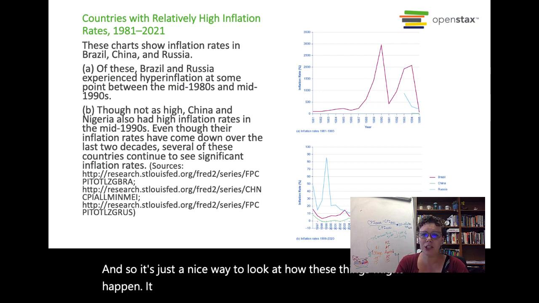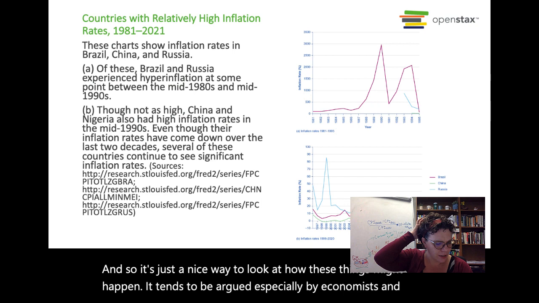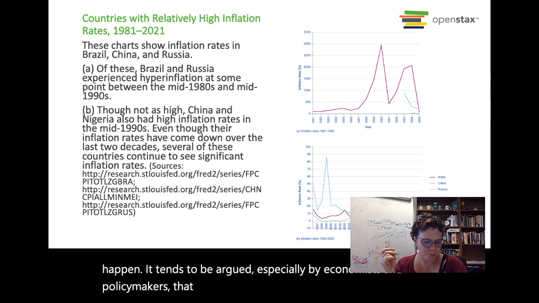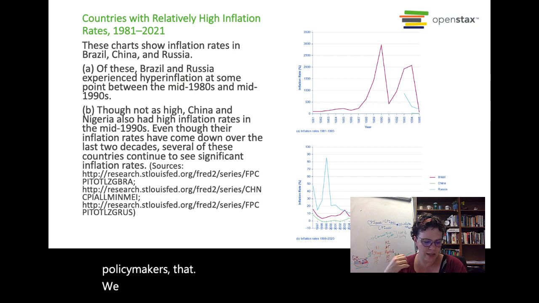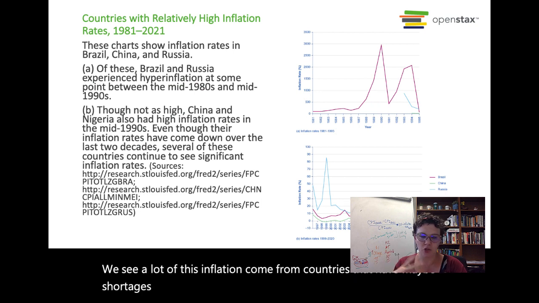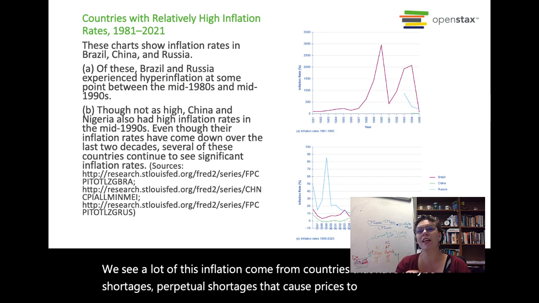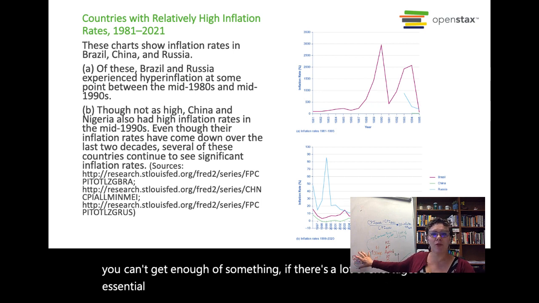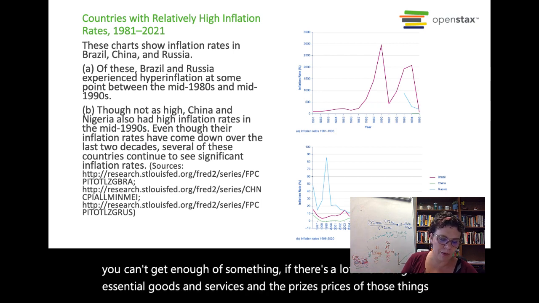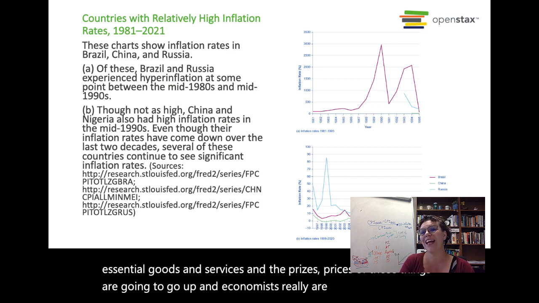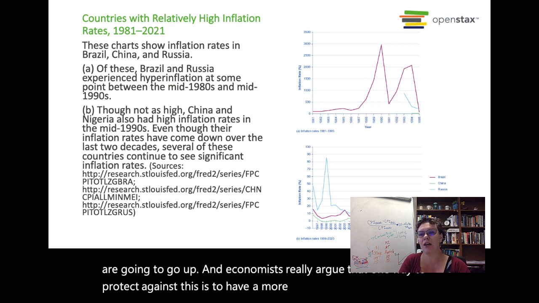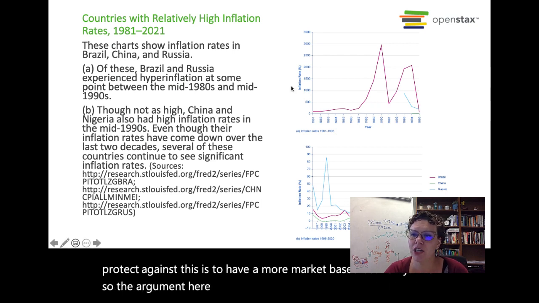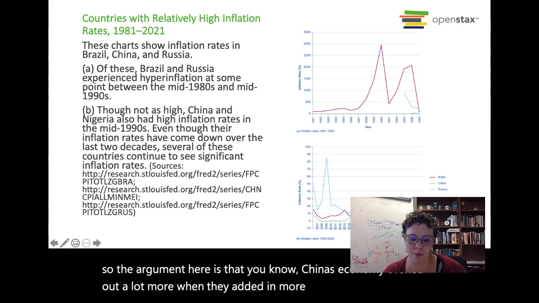It tends to be argued, especially by economists and policymakers, that we see a lot of this inflation come from countries that have maybe shortages, perpetual shortages that cause prices to rise, right? If you can't get enough of something, if there's a lot of shortages of essential goods and services, then the prices of those things are going to go up. And economists really argue that one way to protect against this is to have a more market-based economy. And so the argument here is that China's economy evened out a lot more when they added in more elements of a market economy.